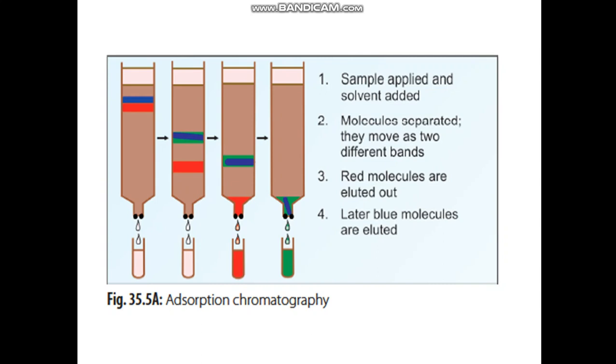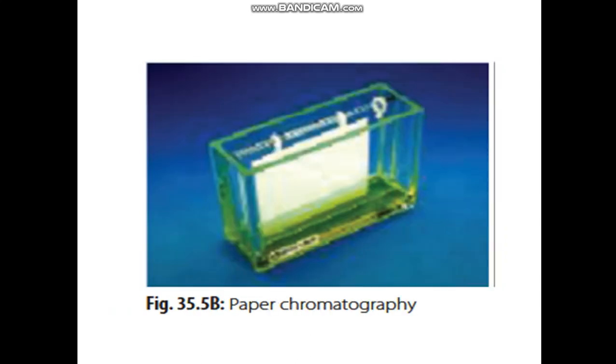The second type of chromatography is partition chromatography. This technique was developed by Martin and Synge, who got the Nobel Prize in 1952. Partition chromatography is of different types. All depend on the same principle, that is the phases between which the components are partitioned.